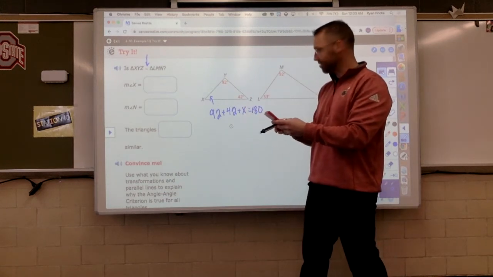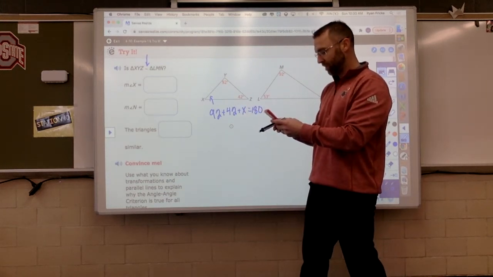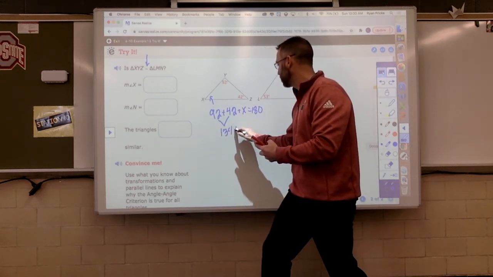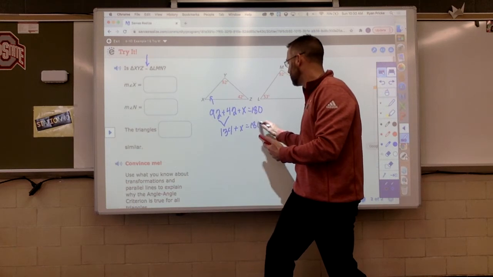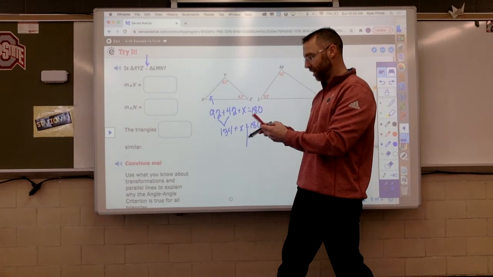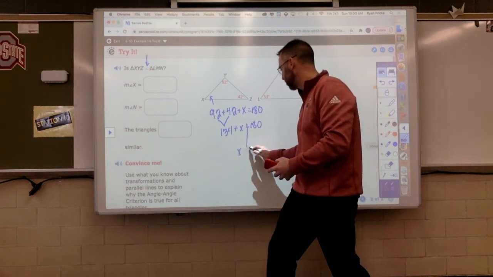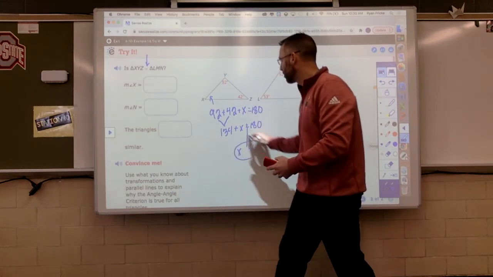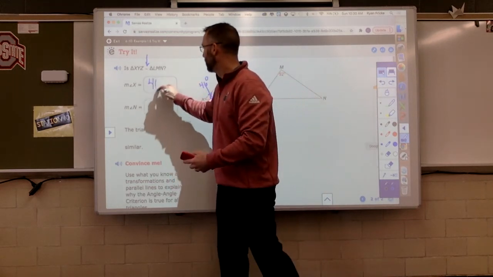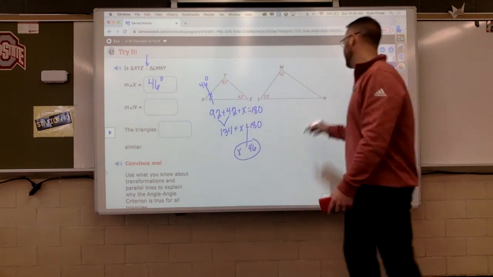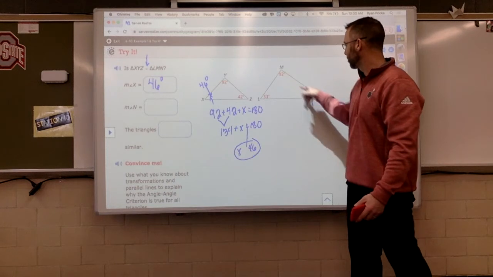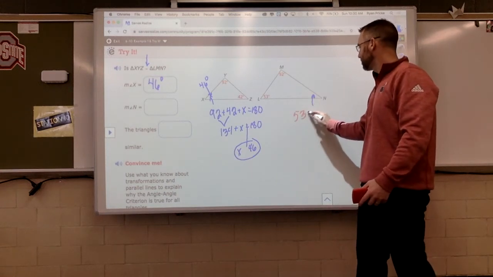These two plus this one equals 180. Let's figure it out. So 92 plus 42 equals 134. 134 plus what number equals 180? Well, we take 180 minus 134, and bingo, we get 46 degrees. This angle right here, 46 degrees. Now, they want us to find angle N. Okay, so we will. Again, we know the three interior angles add up to equal 180.